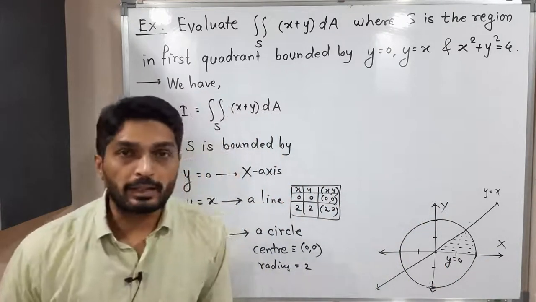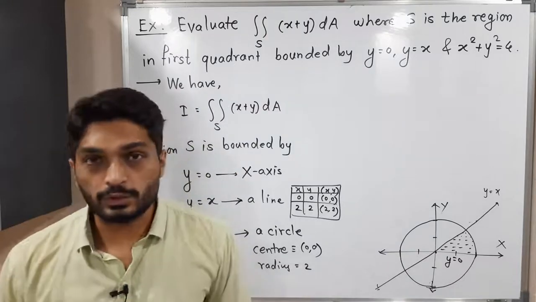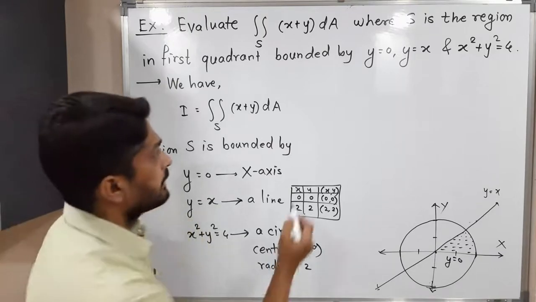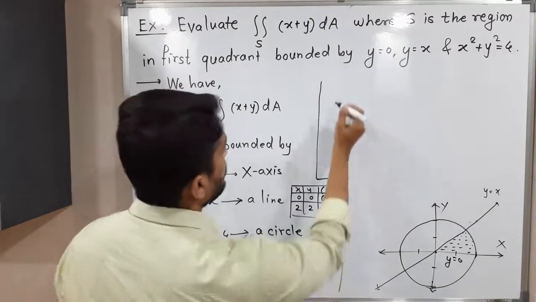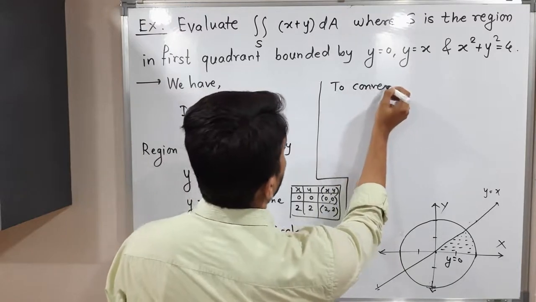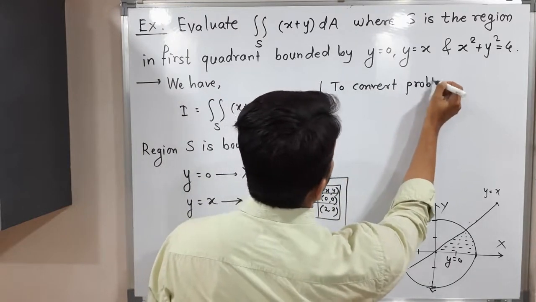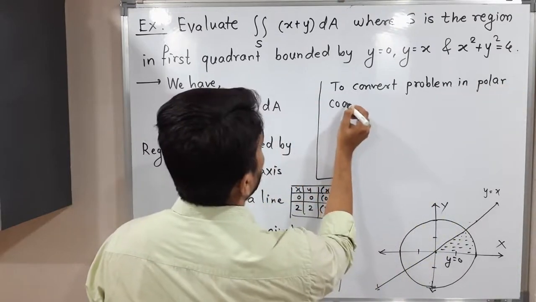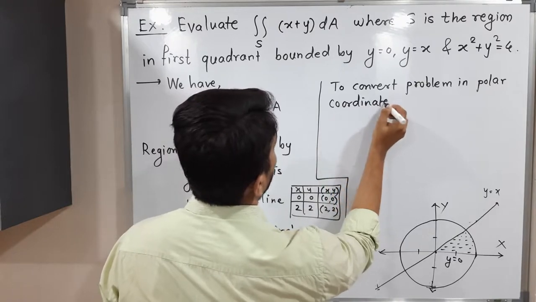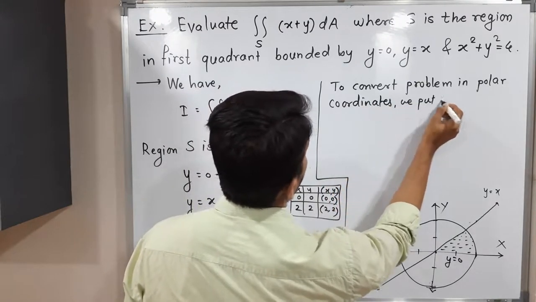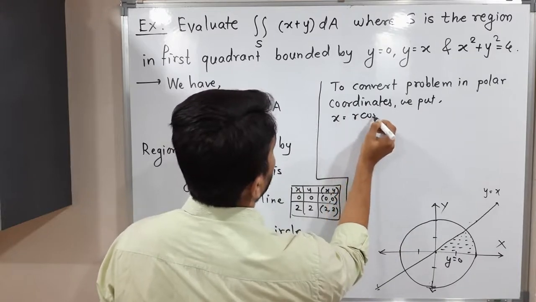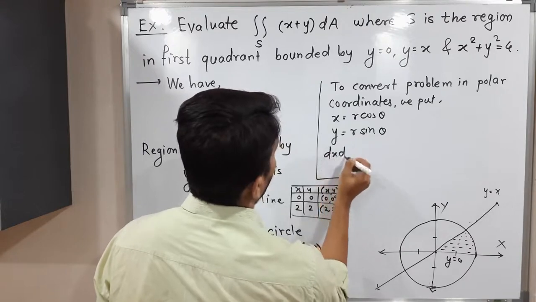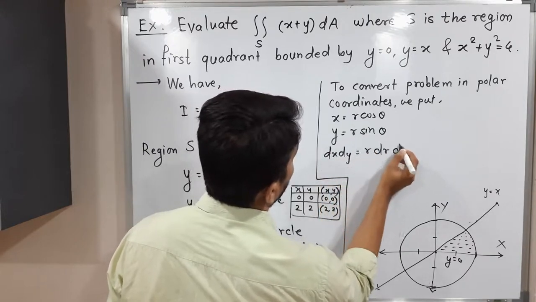After that, what will I do? To convert a problem in polar coordinates, we put x is equal to r cos theta, y is equal to r sin theta, and dx dy is equal to r dr d theta. Let me mention that here.